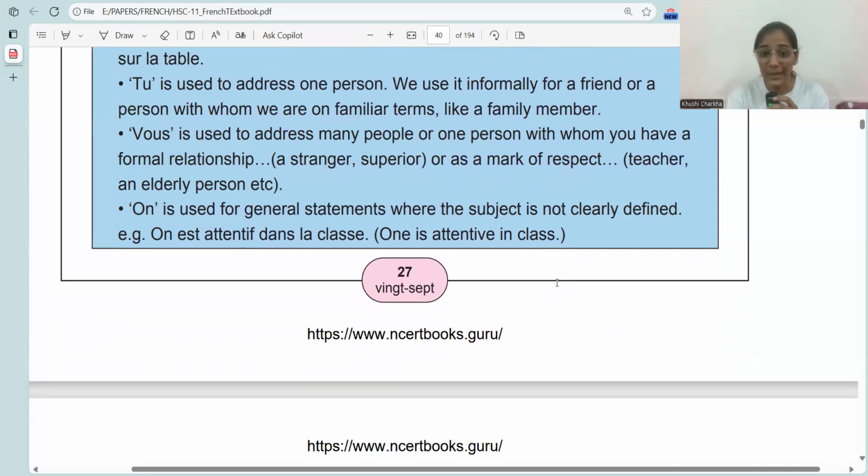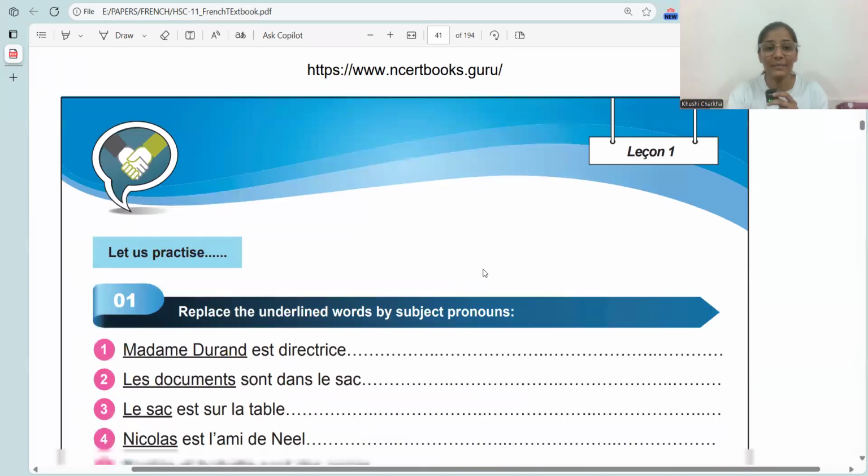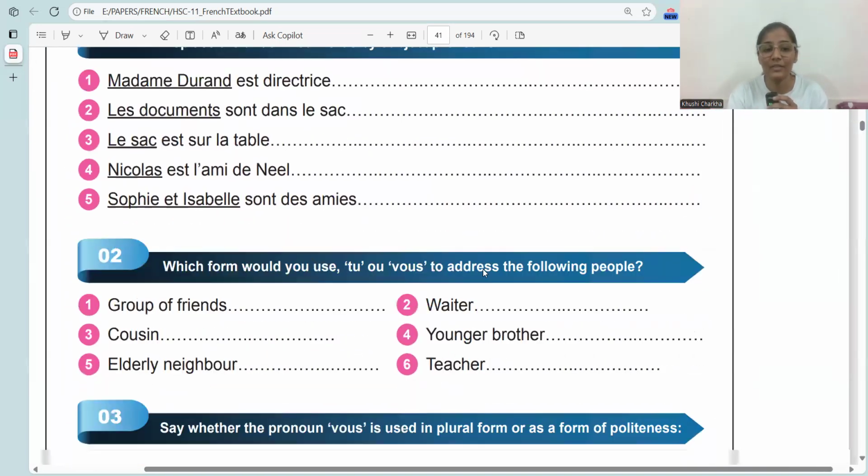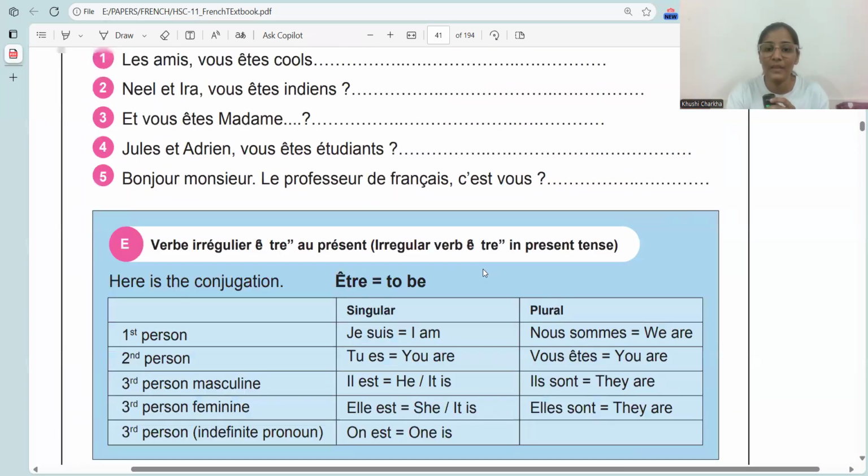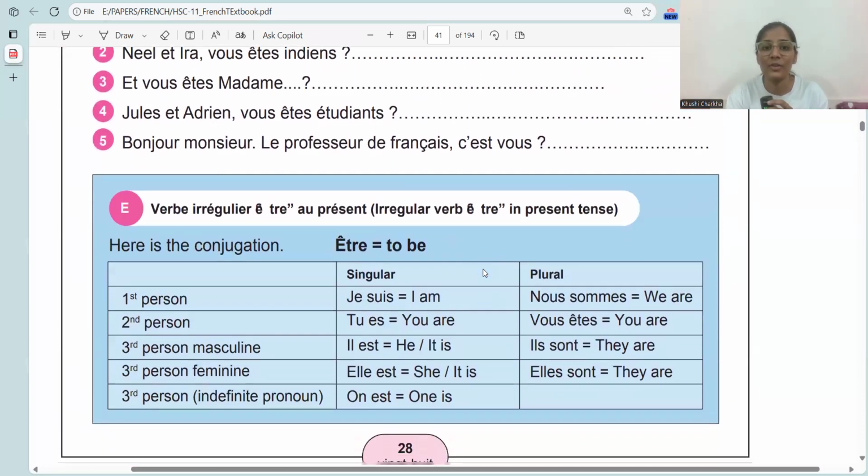Okay. Now, based on all this, there is an exercise given on the next page. Okay, I hope you are through with this topic.